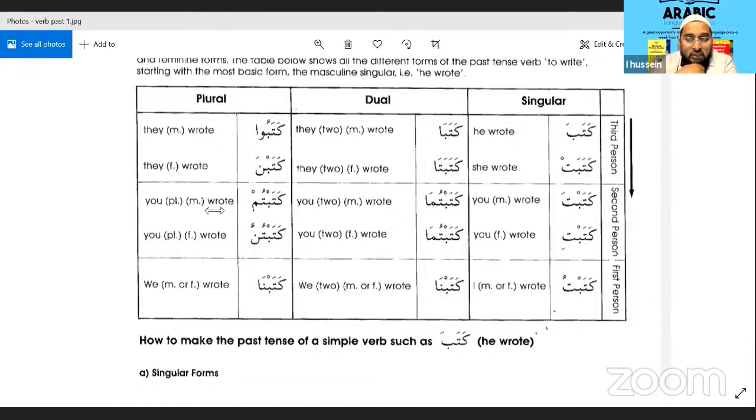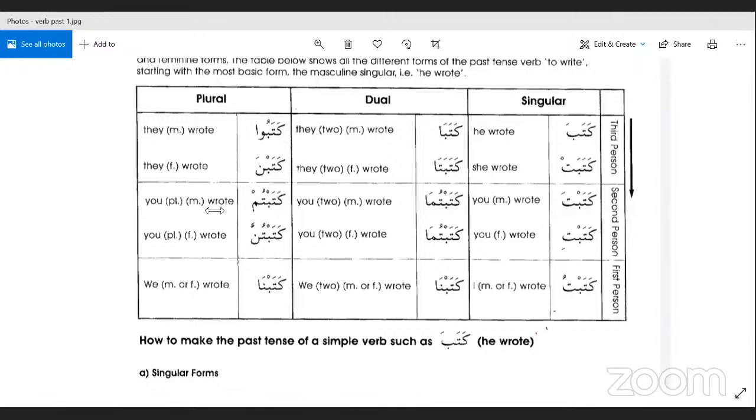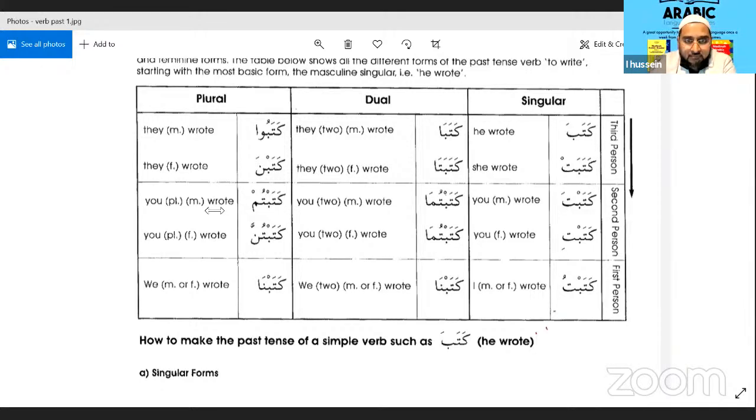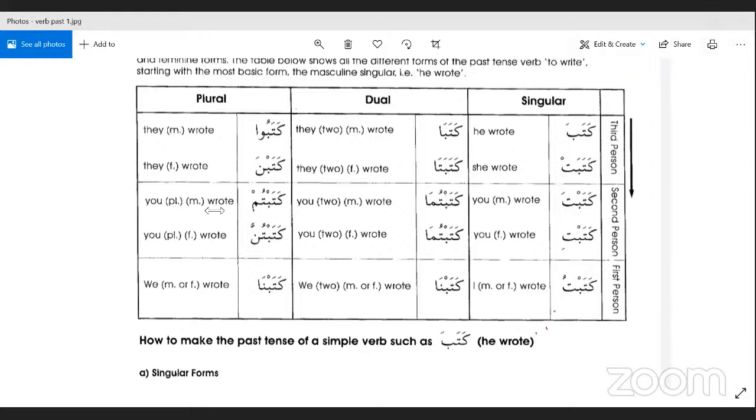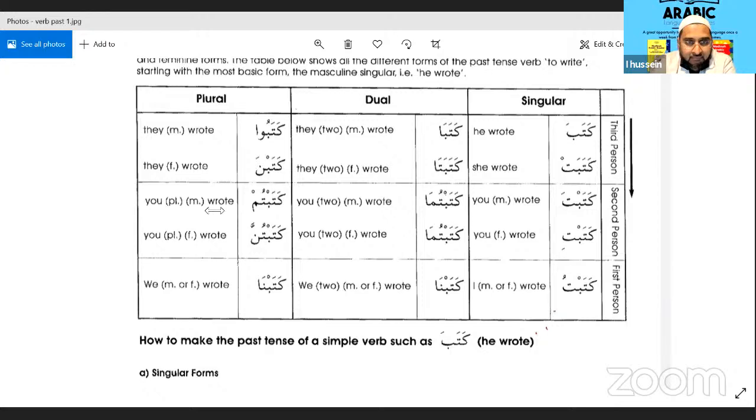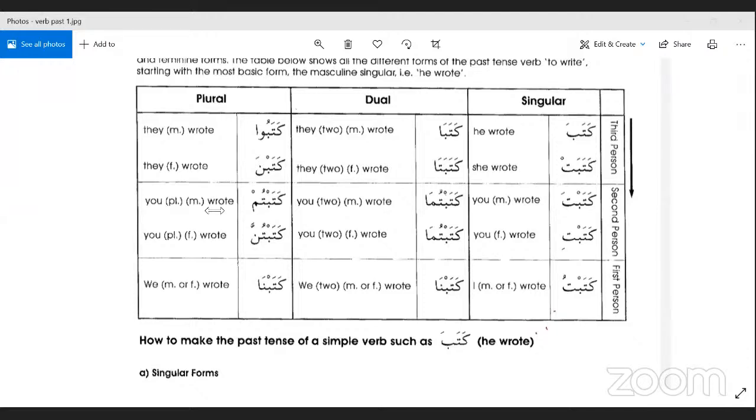How do you say he studied? Darasa. How do you say she studied? Darasat. How do you say you two boys studied? Darasa. Excellent. You two females studied? Darasata. Excellent. You all females studied? Darasna. Excellent. You all boys studied? Darasu with a waw and alif.